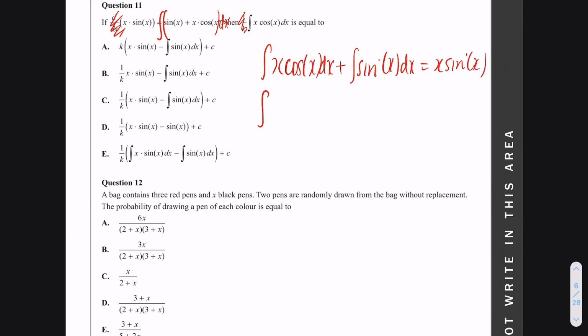And so if we just subtract it over, we get x sine x minus the integral of sine x dx. And so if we want 1 over k times that, we just multiply both sides by 1 over k. And I guess that one's obviously wrong then. We've got, no, we need to multiply by the whole thing, so that one's wrong. Yeah, and we've got C as the answer.